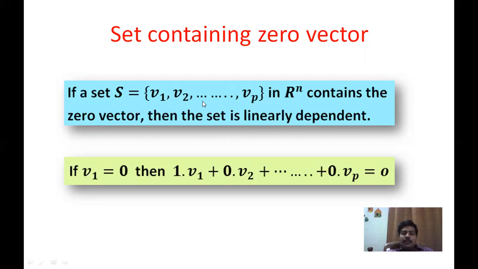So these are the rules for easily finding whether vectors are linearly dependent or independent.